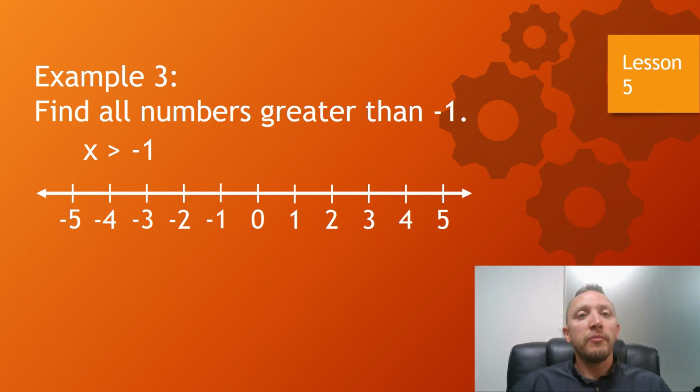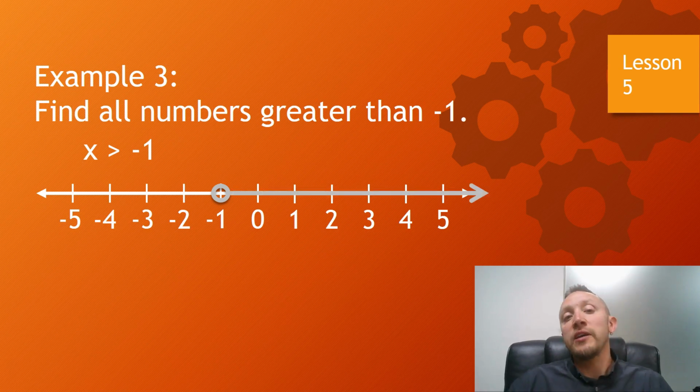-0.99999 would be included, but -1 will not. So the way we're going to graph this one is we're going to put an open circle at -1, meaning -1's not included, but everything else to the right of it is. So we would have an arrow going to the right of that open circle. So that's how you'd graph that on a number line.